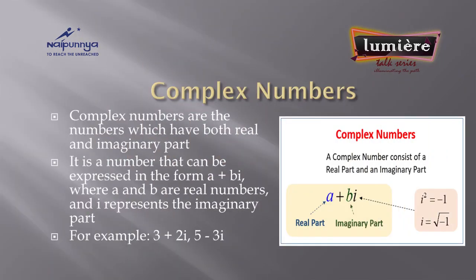The second one is complex numbers. Complex numbers are the numbers which have both real and imaginary part. Complex numbers are generally represented as a plus bi or a plus ib, where a is the real part and bi is the imaginary part. A and b are real numbers. For example, 3 plus 2i, 5 minus 3i, etc. Here, the value of i is given as root of minus 1 and i square is equal to minus 1.